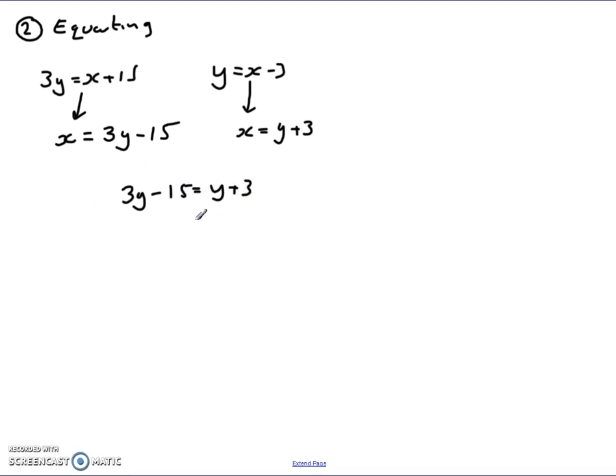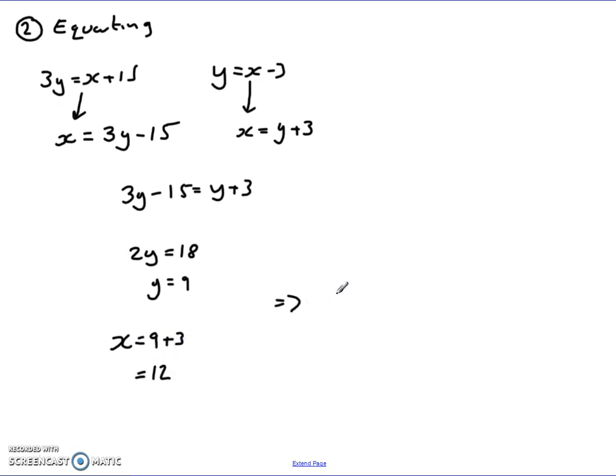And we solve it like we would a normal equation. Subtract y from both sides, and I get 2y. And to eliminate the minus 15, I add 15 across. So I get 2y equals 18, y equals 9. And again, at this point, we take the 9 and substitute it into either of these two equations to get our value for x. And again, same hint as last time, pick the easier one to work with, which in this case is x equals y plus 3. So I know that x equals 9 plus 3, so it's 12.